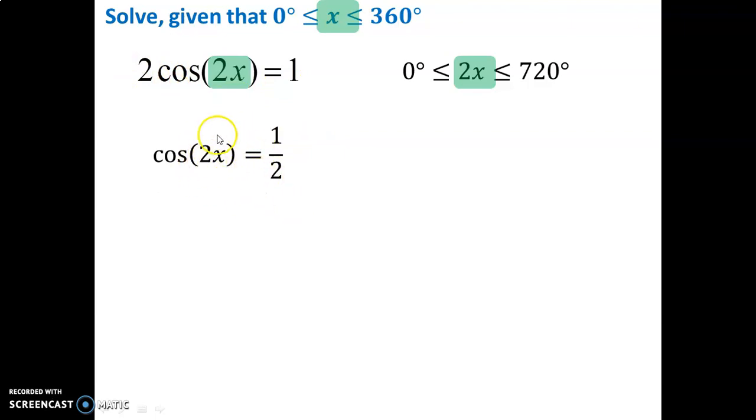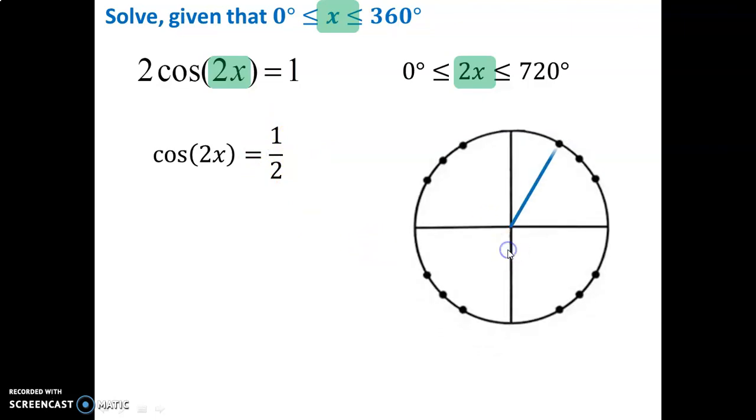So I know some angle, never mind that it's 2x here, it's just some angle, produces a cosine value of a half. And remember, cosine is the x value. So I have my unit circle here, and I know my goal is to create an x value of a half. And that can happen either up here or down here, right? Because those are both positive x, right? This is an x value of a half, positive. So we can have that angle or that angle. And now I'm just trying to figure out how many angles produce that value between 0 and 720.